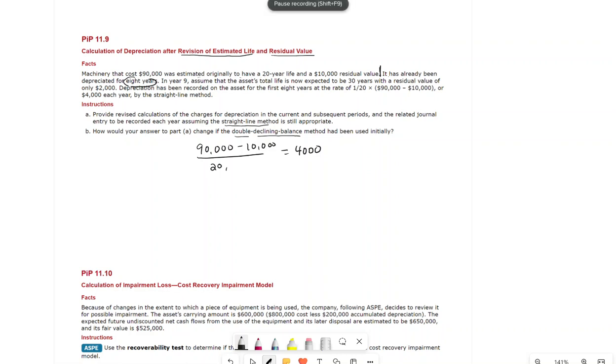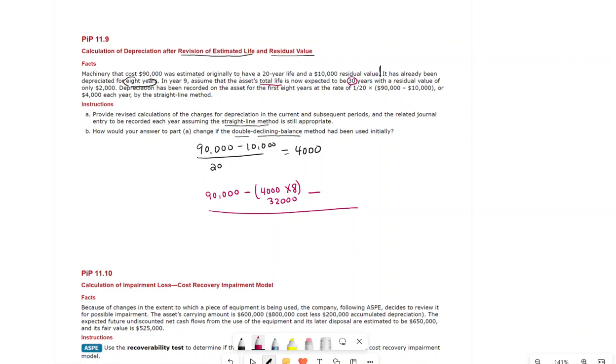Something happened in year 9. So what happens in this case? We have $4,000 depreciation per year, and 8 years have gone by. So we depreciated the asset by $32,000. And what happened in year 9? Assume that the asset's total life is now expected to be 30 years. So the word here is total life.